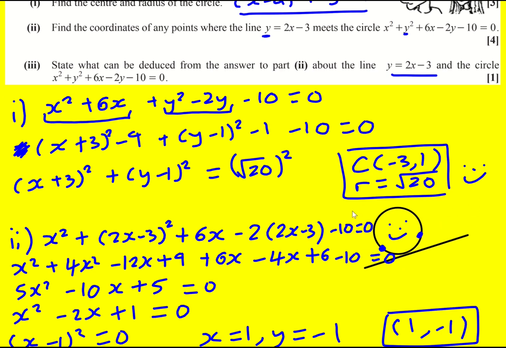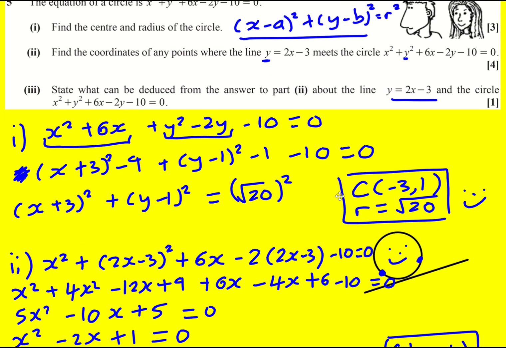And this line has a special name. It's a tangent. So, we don't need to do any more calculations. It's only one mark. y equals 2x minus 3 is a tangent to the circle. Hey, brilliant.